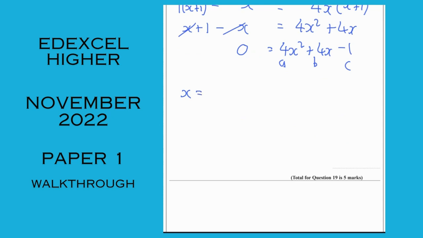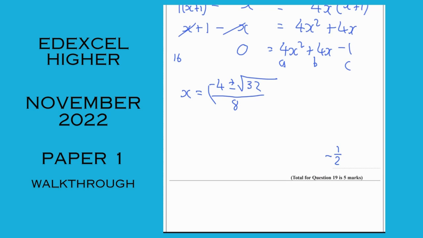So we get minus B plus or minus the square root. B squared is 16 minus 4 times A, which is 16, times C, which is negative 16. So it's 16 plus 16 all over 2A, 2 4s, 8. So you can already see the first part of this is negative 4 over 8. Negative a half, in other words.